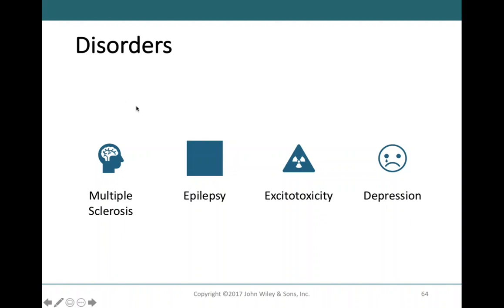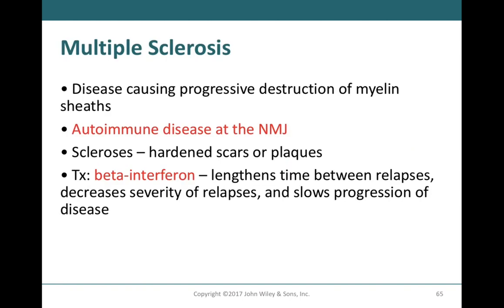Now there's a few different disorders that we're going to discuss to finish up Chapter 12. And the disorders that we're going to discuss are multiple sclerosis, epilepsy, exocytotoxicity, and depression. All of these conditions in some way affect the nervous system. So we'll start with multiple sclerosis.